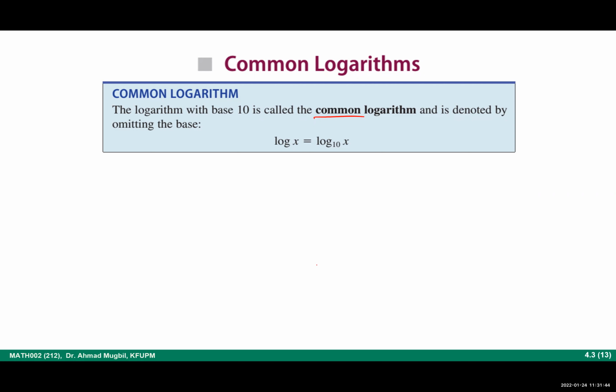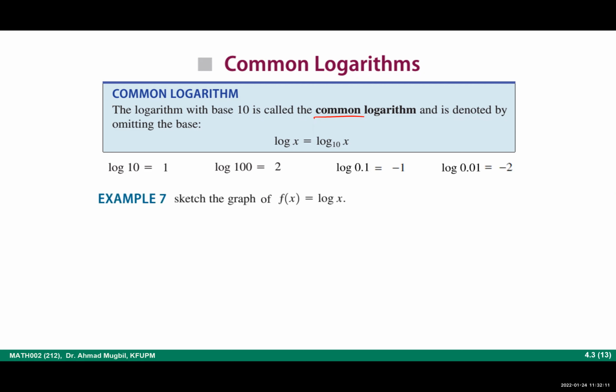So the logarithm with base 10 is called the common logarithm, and it is denoted by this. So what is log 10? Again, for a while, you need to remember that there is a 10 there, but after that, of course, you will get rid of it. So it is 1. What is log 100? 2. What is log 0.1? -1. What is log 0.01? -2.